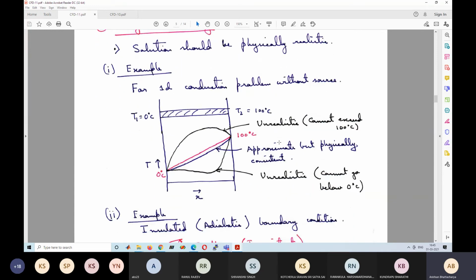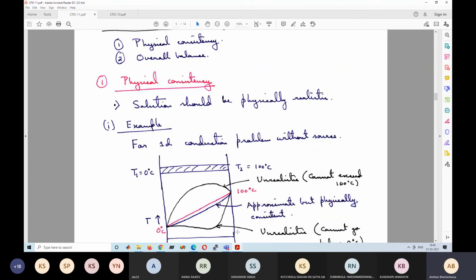Is this clear? Is it clear to all of you what is the difference between inaccuracy and inconsistency? What is the difference between an accurate solution and a consistent solution? Is the distinction clear? A consistent solution need not be accurate. Accurate means that it is as near to the real value as possible. Consistent means that it is within the laws of physics.